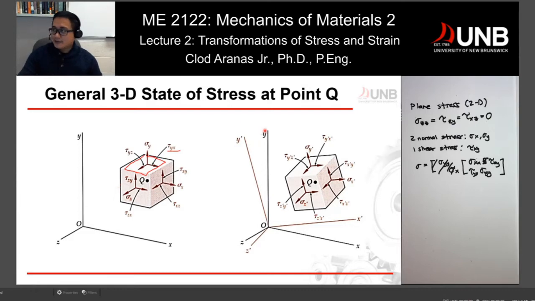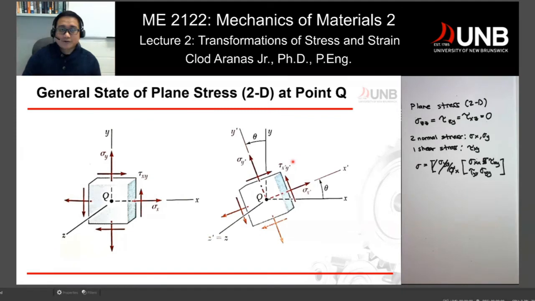So in this slide right here, you can see that's your reference axis, and that could be your rotated axis, wherein you want to determine what would be the stress state at a certain rotation. So this is in three-dimensional, but of course, we have to start with two-dimensional. So we are only dealing with x and y for this particular case. You can see the rotated axis is x prime, and here it's y prime.